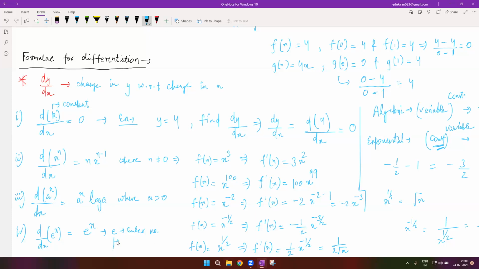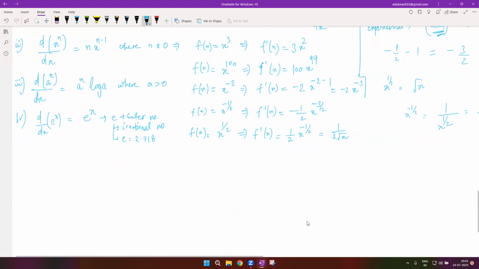Its value is around 2.718. So e is an irrational number, also known as Euler's number, and e equals 2.718. You don't need to remember the exact value, but you must remember that its value is around 2.7. Always remember it like this. You will use e in later classes and later chapters also, so you should know what e is.